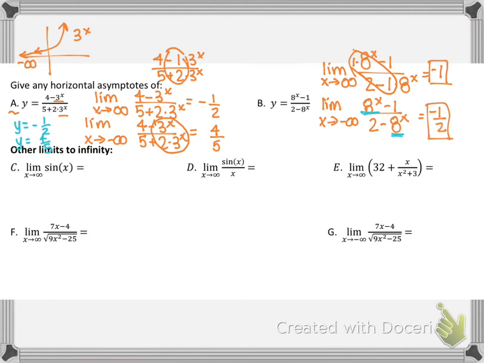Now that 1 and the 2 that were so little when we headed off to infinity, those are now determining our limit, since now the 8 to the x is getting smaller and smaller and smaller, closer to 0. So to answer the question, what are the two horizontal asymptotes of this graph? Y equals -1 and y equals -1/2.